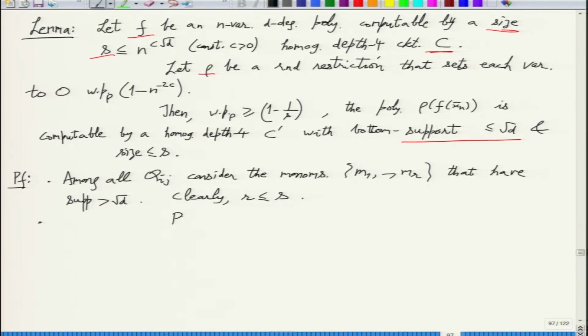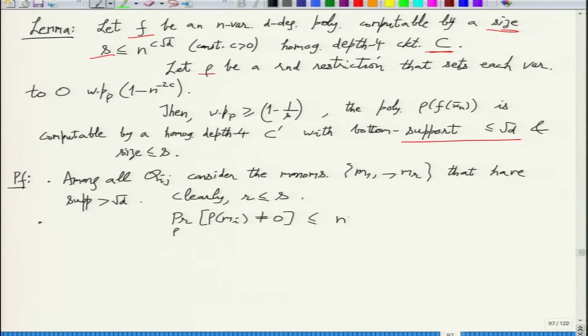Now for one monomial Mi, what is the chance of non-vanishing? Mi is a monomial that has more than square root d variables. So what is the probability of this being not set to 0? Every variable should be left free, right? And that happens with probability n to the minus 2c. So you multiply those probabilities, and you get this. And this is for every i from 1 to R.